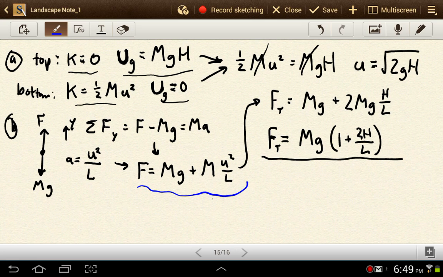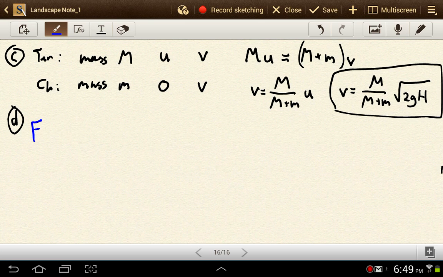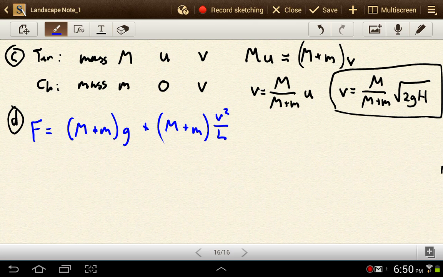So we're going to get that the tension force is going to be the mass of Tarzan and Chug Chug times little g, plus also the mass of Tarzan and Chug Chug times their speed there squared over L. It's the same analysis that got us to the part B answer. It's just a different set of parameters, different mass and different speed.